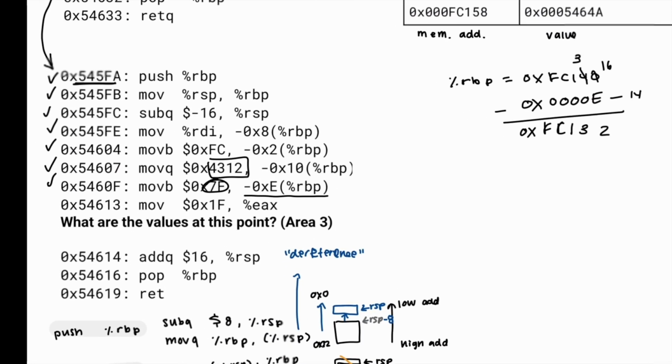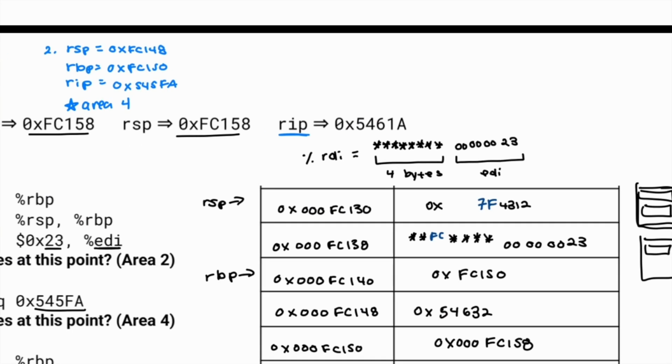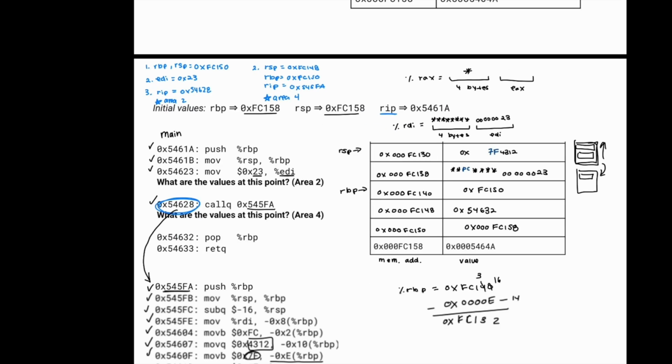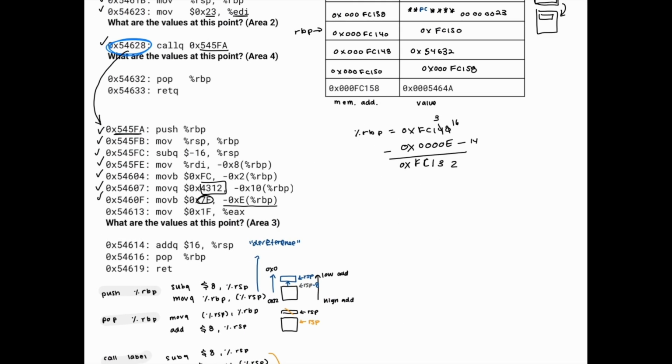Okay, we're almost done. So now we're moving 1f into EAX. Remember that EAX is the last 4 bytes of RAX, so for RAX, we don't know the first 4 bytes. I'll just do one big asterisk for that. But we know that EAX now has 1f. So 0, 0, 0, 0, 0, 0. That's EAX.